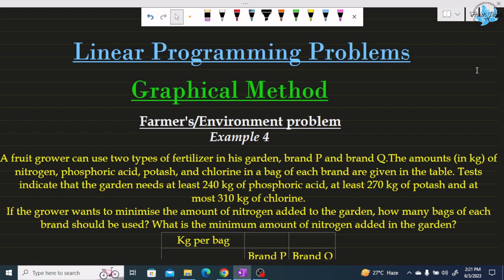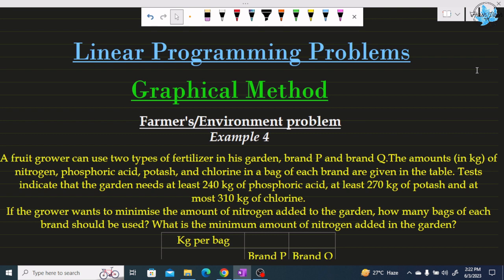So we are doing the graphical method, and in the graphical method we have started the farmer problems. We have completed the three examples. Now we are doing the fourth example. Let's see how this question will be solved. It is a very interesting question and almost similar to the previous one, but different from the rest.